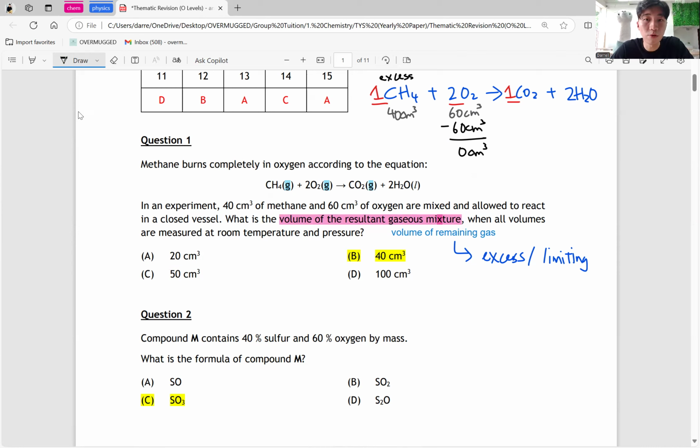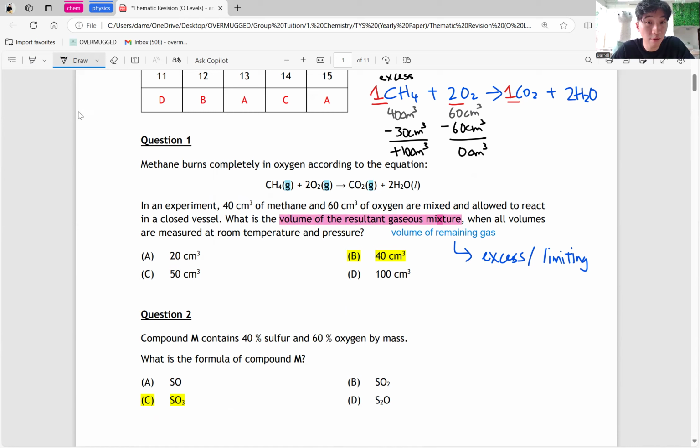Now, since the mole ratio is 1:2, when you react all 60 cm³ of oxygen, you'll be reacting with half the volume of the methane. So this means 1:2, this is 30 cm³ reacted. This means that I have 10 cm³ left in excess.